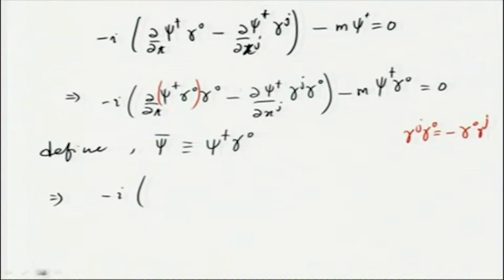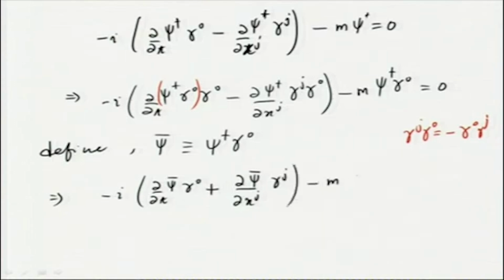So, that is what we will make use of. So, that will give me dou by dou t of psi bar, and there is a gamma 0 which is left out, minus, in this case I will switch this gamma 0 and gamma j, club the gamma 0 with psi bar, that will give me a change of sign, and dou psi bar over dou x j, what is left is gamma j minus m psi bar equal to 0.